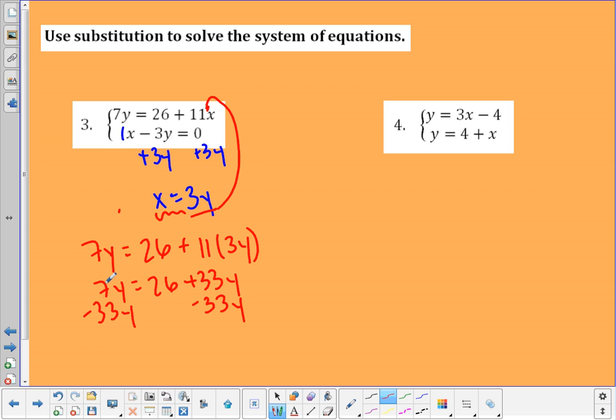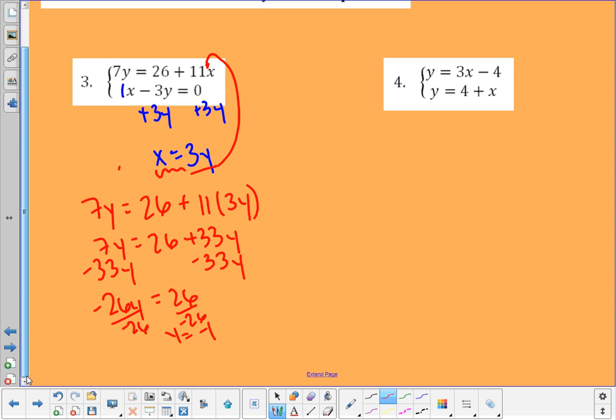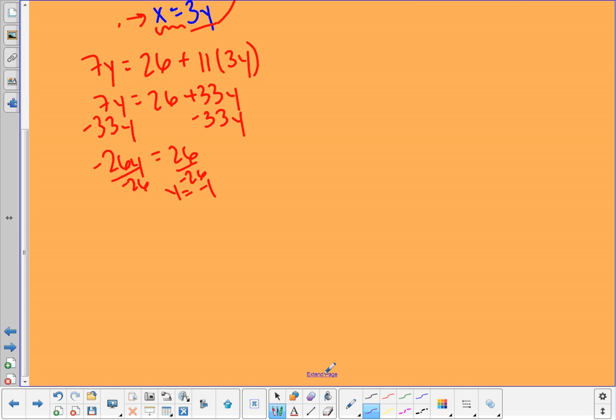Saves myself a step. 7 minus 33 gives me negative 26. So negative 26y equals 26. And then when I divide by negative 26, I end up with y equals negative 1. Plugging that back in, I'm going to plug it back into this equation right here because that has the x alone. x is equal to 3 times negative 1. That's x equals negative 3. So my solution is negative 3, comma negative 1.